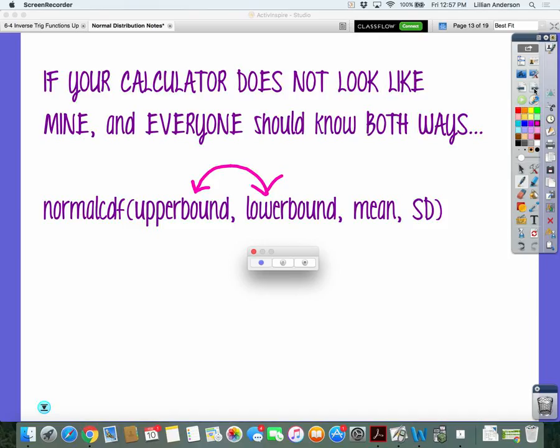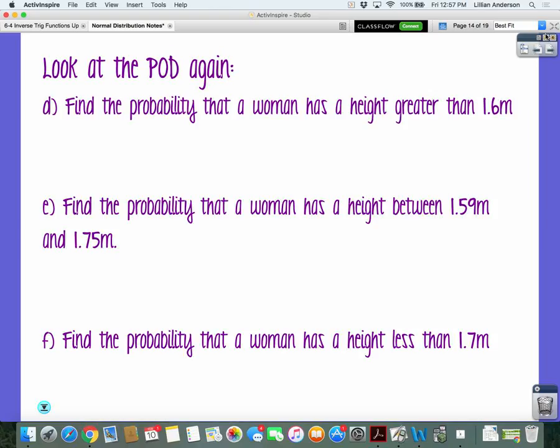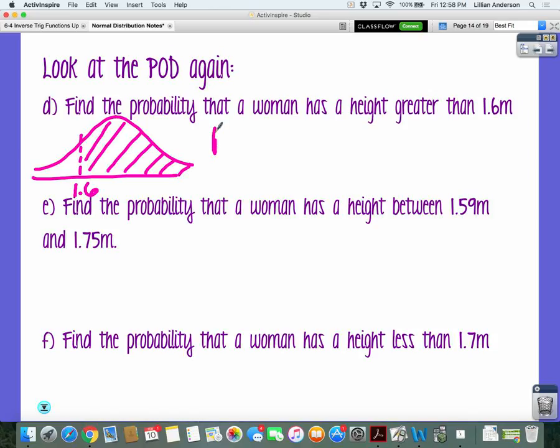We're going to go back and we're going to look at the pod. Okay? And we're going to do a few to kind of continue with that. It says, find the probability that a woman has a height greater than 1.6 meters. Now, 1.6, was that on your x-axis for your normal distribution curve? No, it wasn't. 1.62 was the closest thing that you have, but you can't use the closest. So basically, you're trying to figure out 1.6, everything that's greater than that. Okay? What was the mean? And the standard deviation?